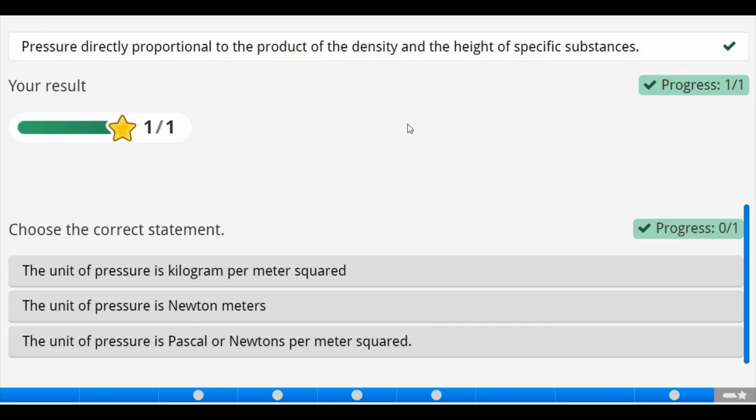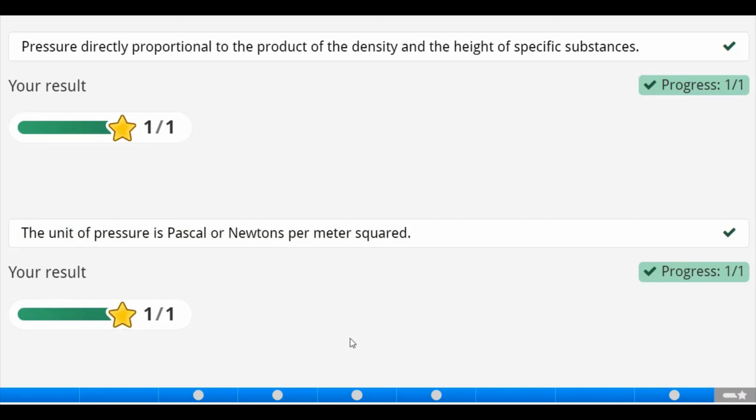Now, for the second one, let's take them one at a time. The unit of pressure is kilogram per meter squared. That is wrong. The unit of pressure is Newton per meter squared, or Pascal. Let's take the second statement. The unit of pressure is Newton meters. That is very wrong. The unit of pressure now is Pascal or Newton per meter squared. That is right. So we pick it and check. Correct.